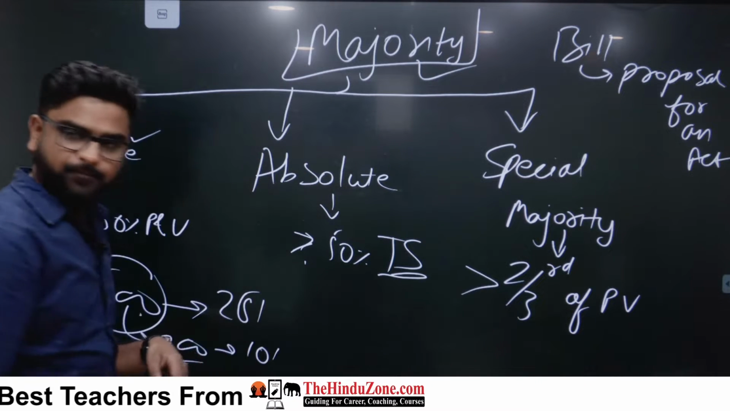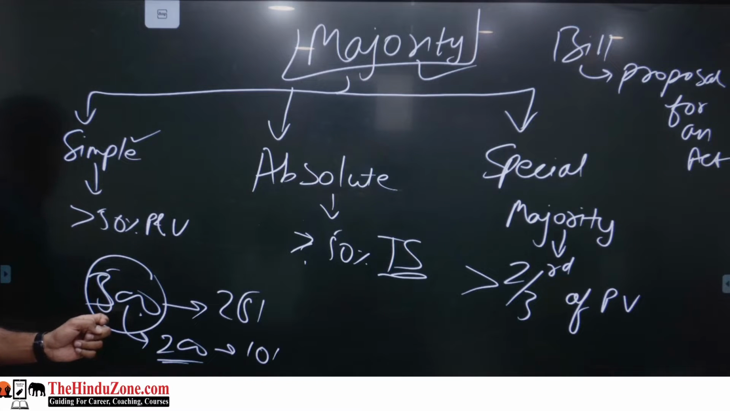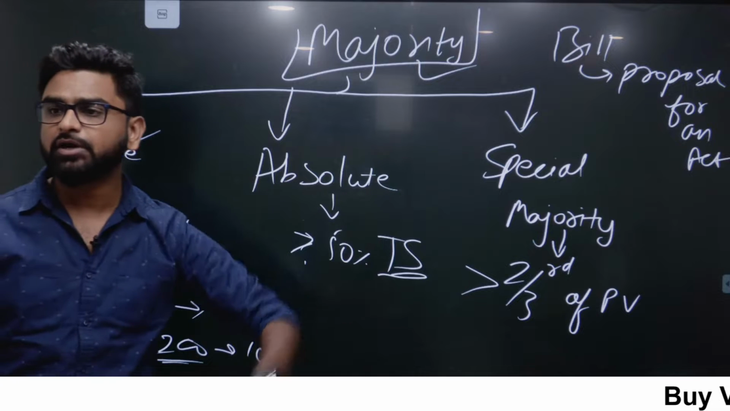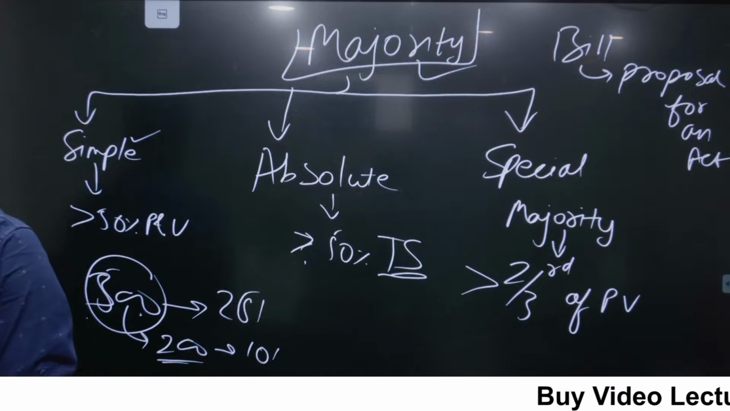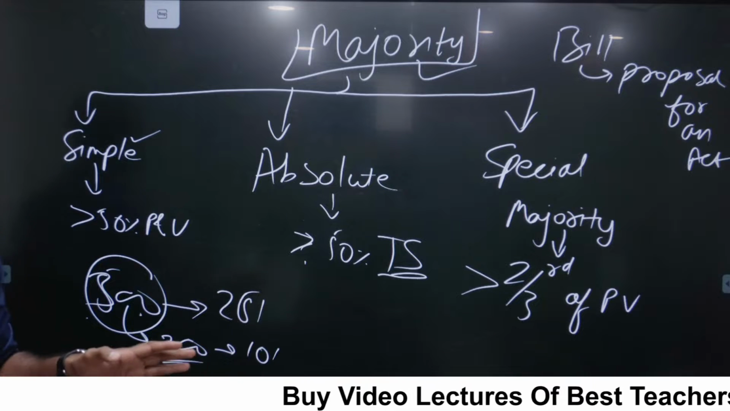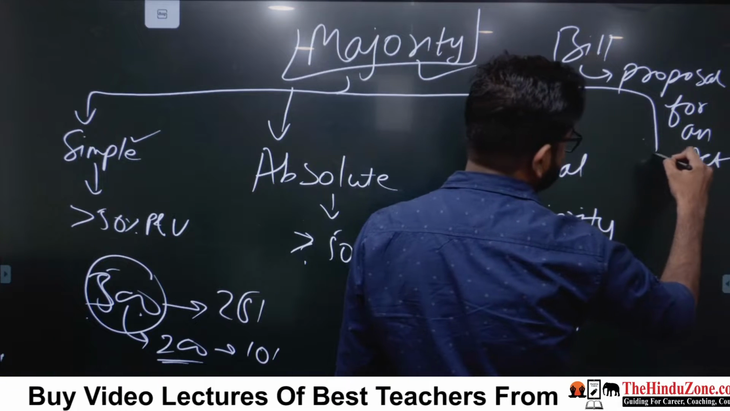So in this case, this much is clear. Present and voting. If, for example, 300 is the strength of the house and 30 are present, then how many votes do we require for simple majority? 21. Clear? Present and voting. Strength of the house has nothing to do with it. Okay? Last one is effective.